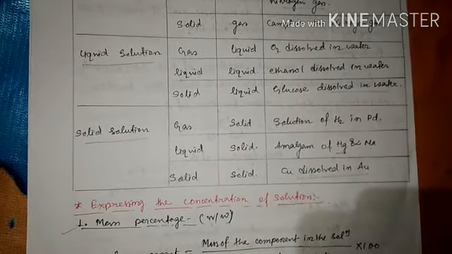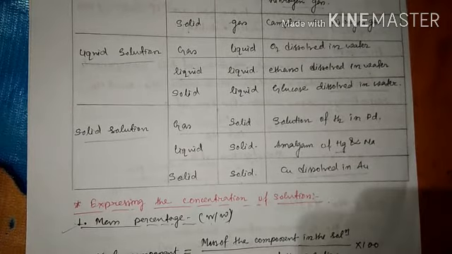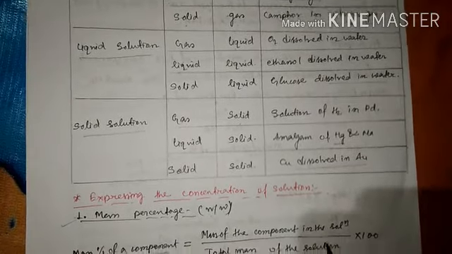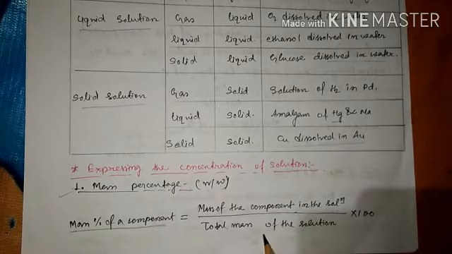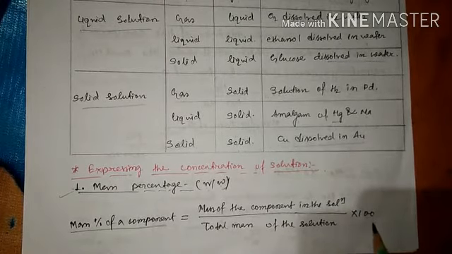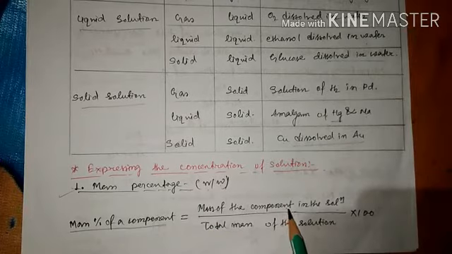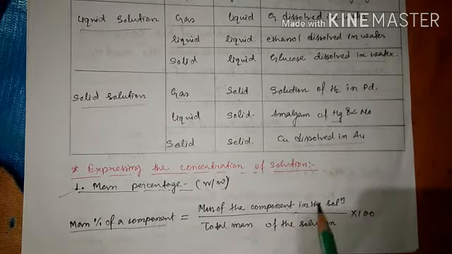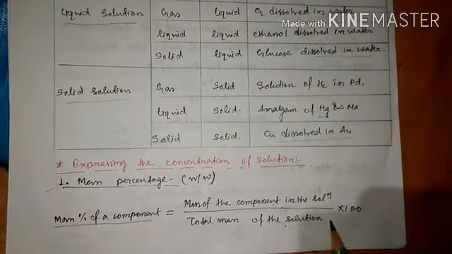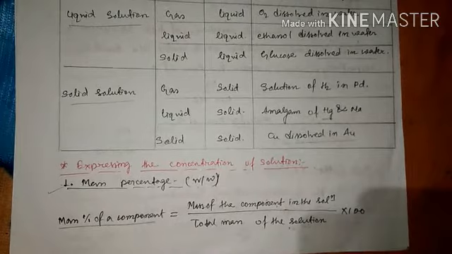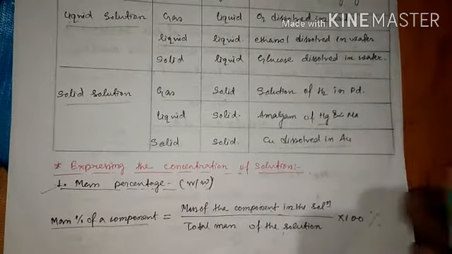Now, mass percentage of a component is equal to the mass of the component in solution divided by the total mass of the solution, into 100. This mass of the component means the mass of the solute in solution, and the total mass of the solution means the solvent plus solute, into 100%.